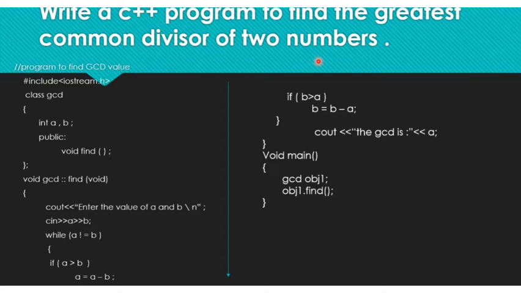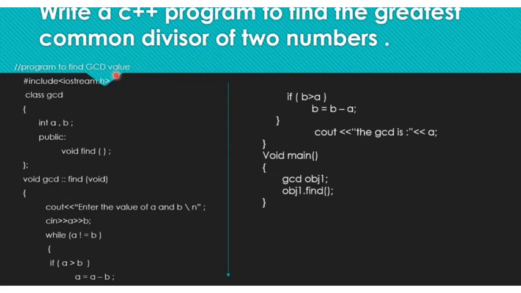So in your paper, they may ask: write a C++ program to find out the greatest common divisor of two numbers. First of all, we have to know what the greatest common divisor is. We will discuss it as we go through this entire program. I think this is the second program. So to find out the GCD value, what is meant by GCD? GCD is the greatest common divisor.